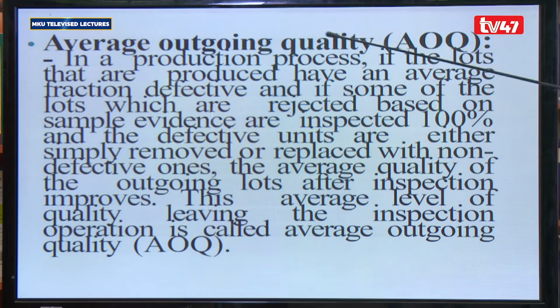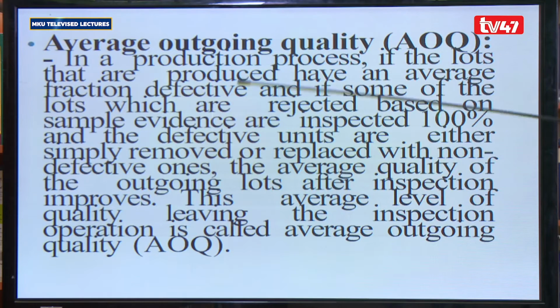Then we have the last term that we shall come across, and this is average outgoing quality. You see that in a production process, if lots that are produced have an average fraction defective, and if some of the lots which are rejected based on sample evidence are inspected 100%, and the defective units are either simply removed or replaced with non-defective ones, the average quality of the output lot after inspecting improves.